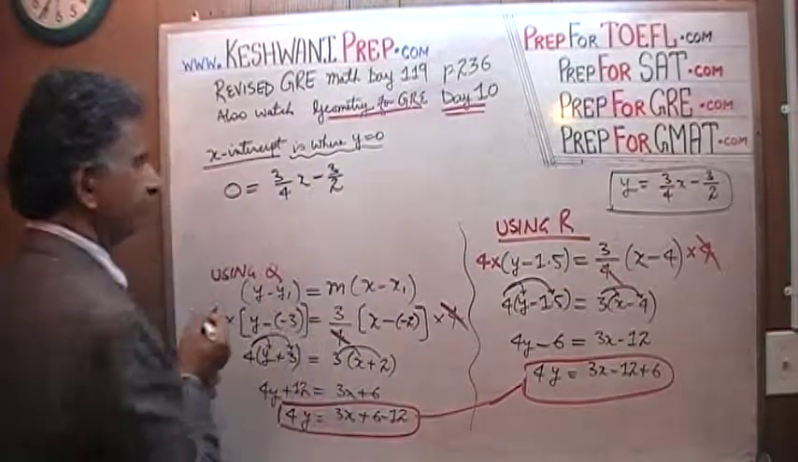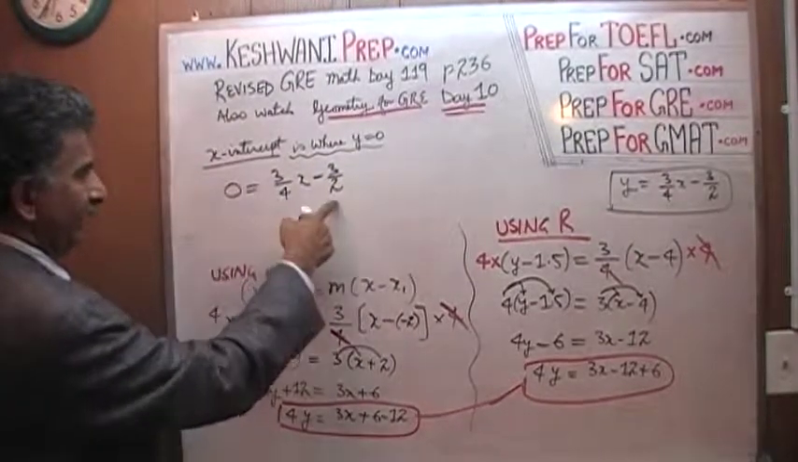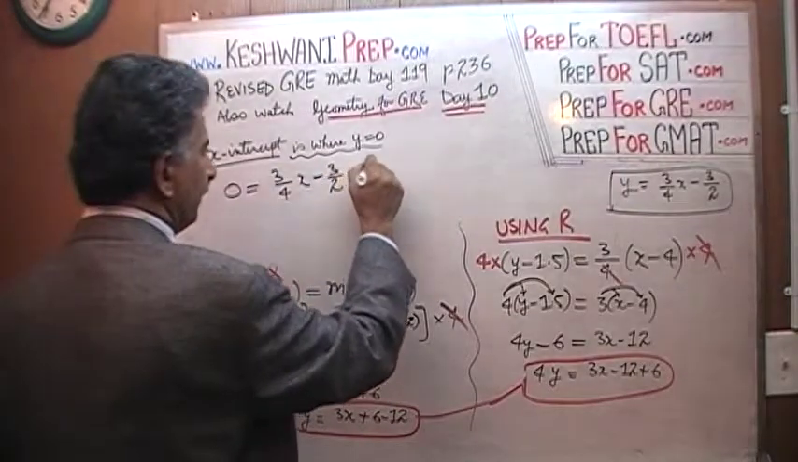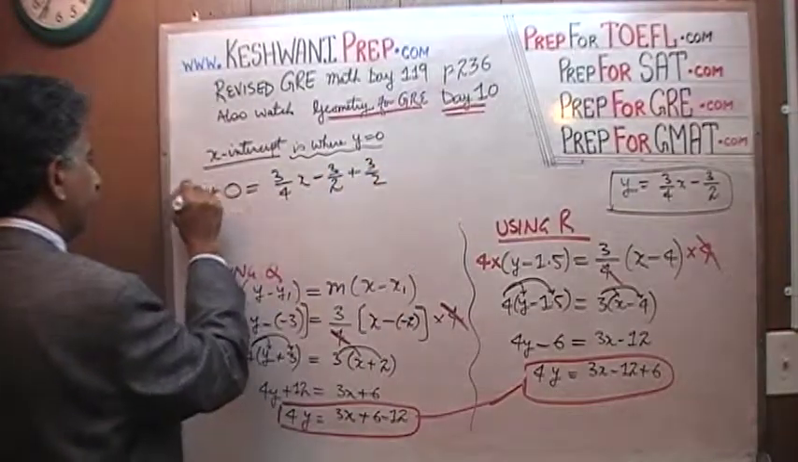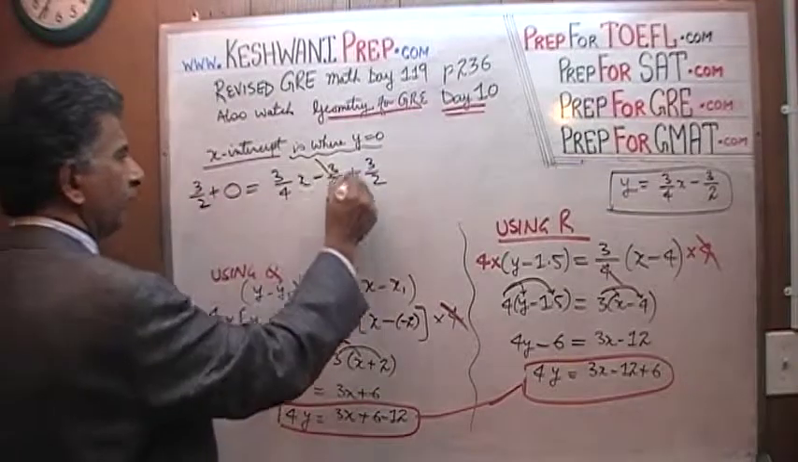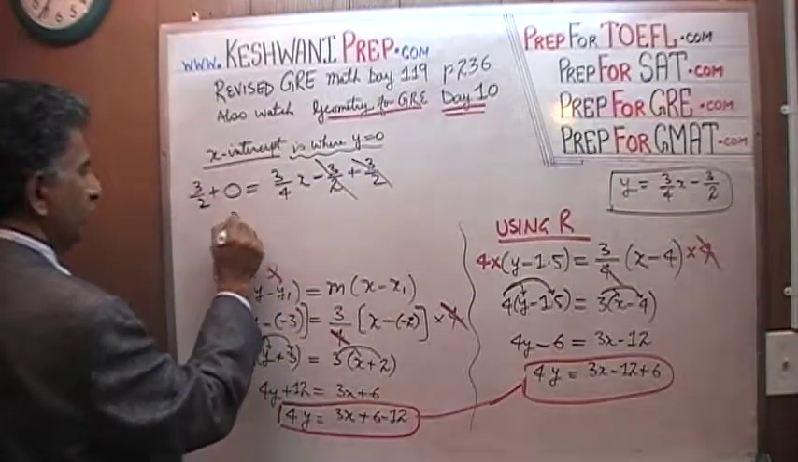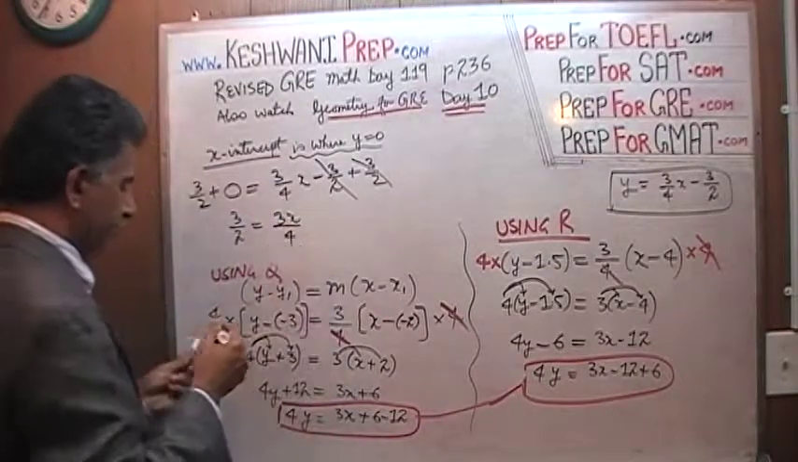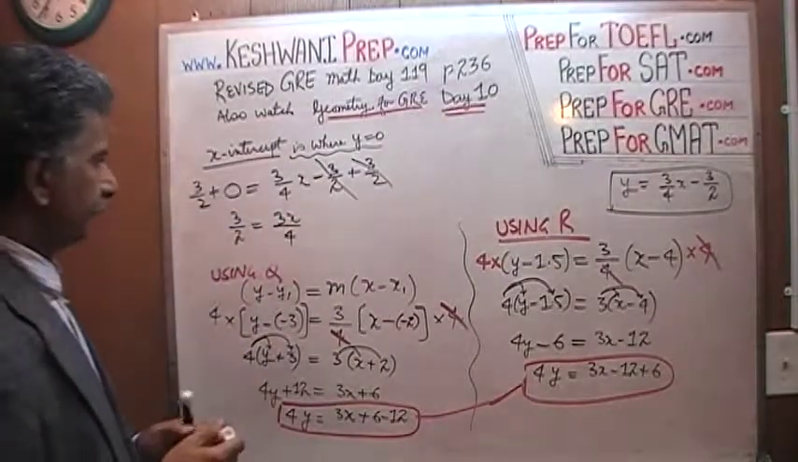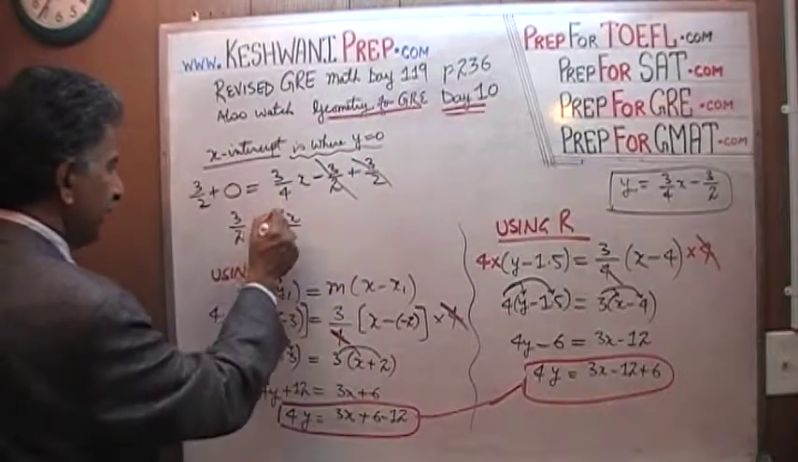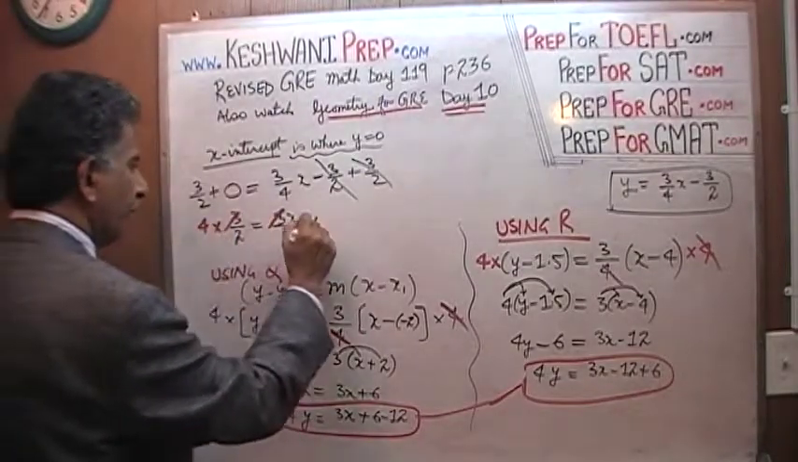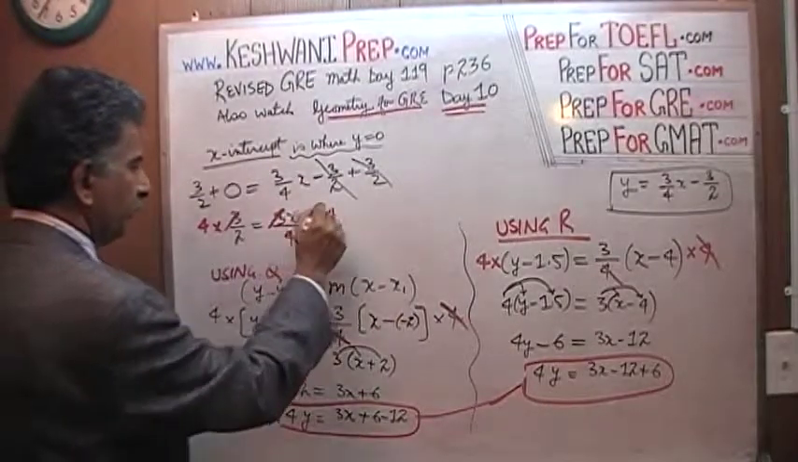Bring the 3 halves to this side. In other words, add positive 3 halves to both sides. And we get rid of this one. And we end up with 3 over 2 equals 3x over 4. Divide both sides by 3 and you can get rid of this 3. And then multiply both sides by 4. And you can get rid of this 4.